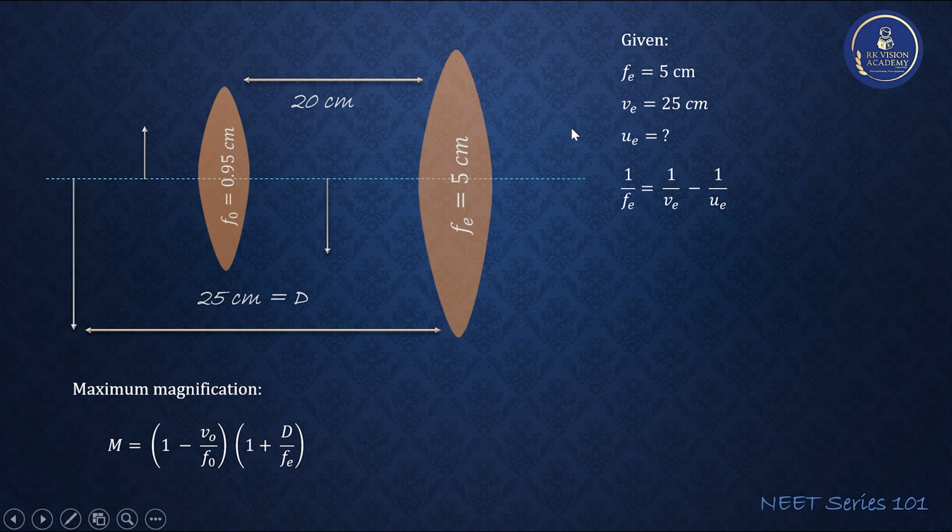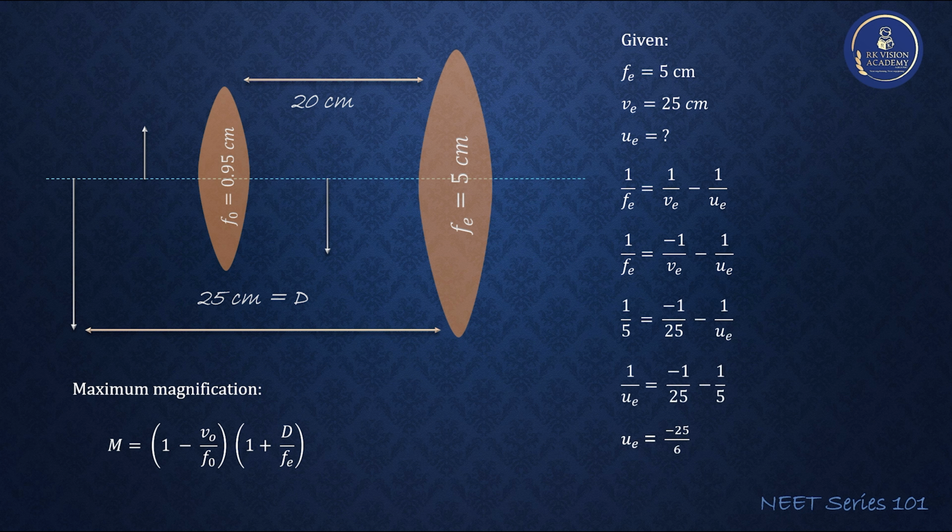Then what about the sign convention? So this is minus 1. Put in the known values, and you'll have uE is minus 25 by 6. So this distance is 25 by 6. Subtract it from 20 centimeter. Let me write it somewhere here. We'll have 95 by 6. Let me just drop this off.